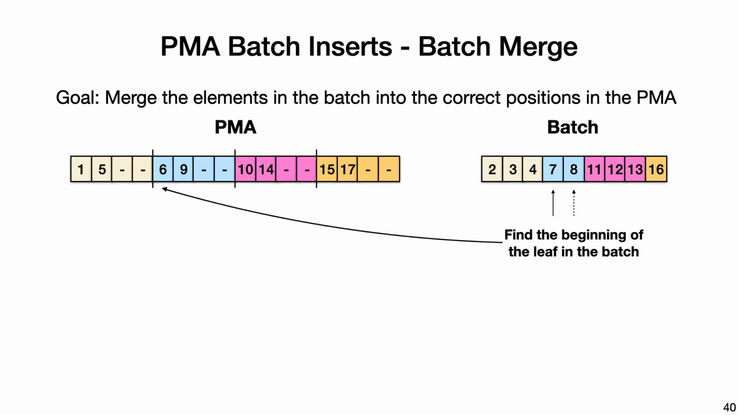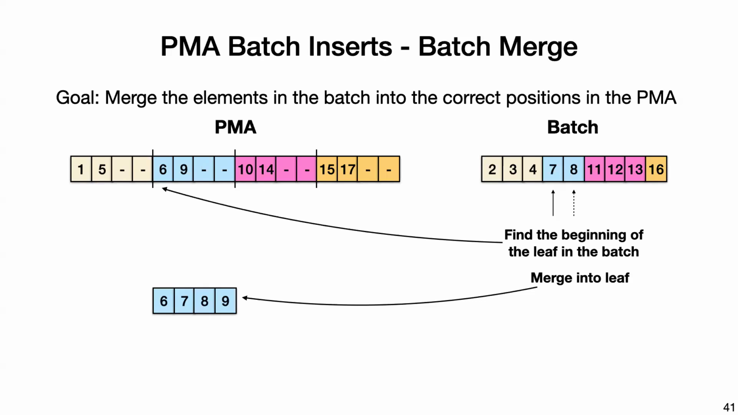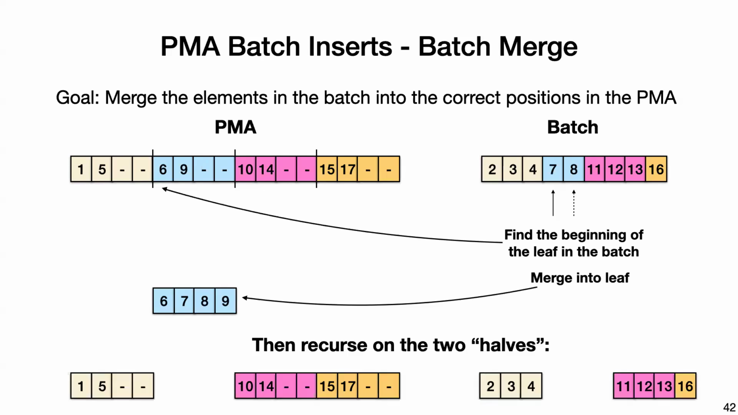You find the beginning of that leaf, you can just walk left. Then you merge. So 7 and 8 get merged into here in sorted order. So now 6, 7, 8, 9. And now this defines 2 halves, like this half and that half. And you just do some recursion on the 2 halves. So now this is done. You have merged everything in here that is going to be merged in. And now this left half is 2 through 4, this right half is 11 through 16. And you just do the same thing again. And this also divides the PMA into 2 halves. And it's just the same.